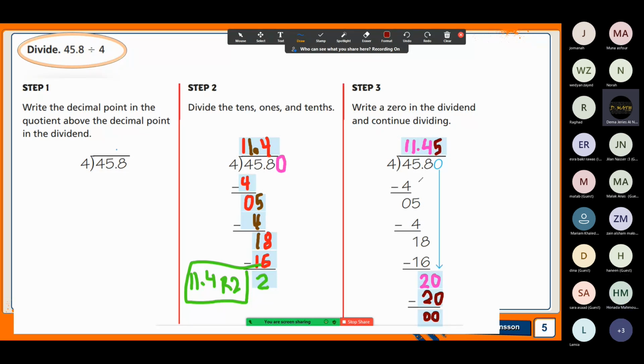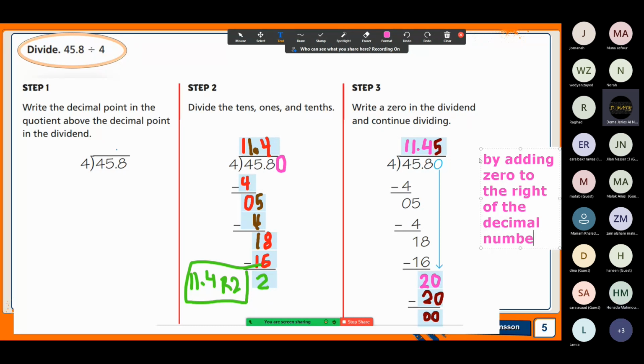So be careful. I didn't want the quotient with a remainder. I want it with remainder 0. How? By adding 0 to the right of the decimal number in the dividend. You don't add it in the divisor, only in the dividend. Okay, it's so easy and nice.